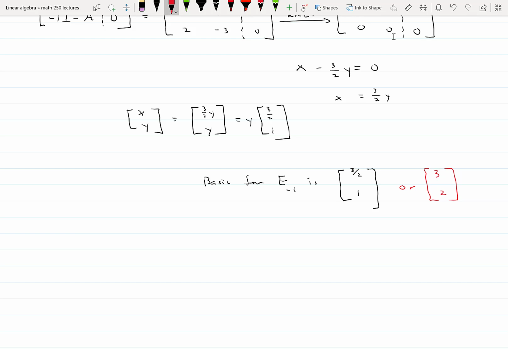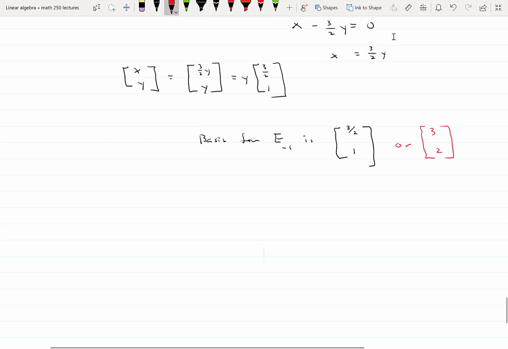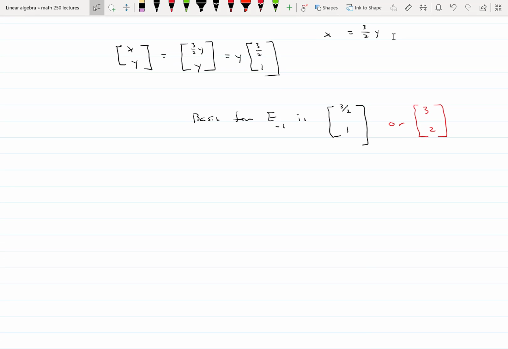The scalar multiples of (3, 2) are the same as the scalar multiples of (3/2, 1). So if our eigenspace is formed by the eigenvector, by scalar multiples of (3/2, 1), then certainly they're the same as the scalar multiples of 2 times (3/2, 1), or (3, 2). Okay. So the eigenvectors, well, this is very easy now.